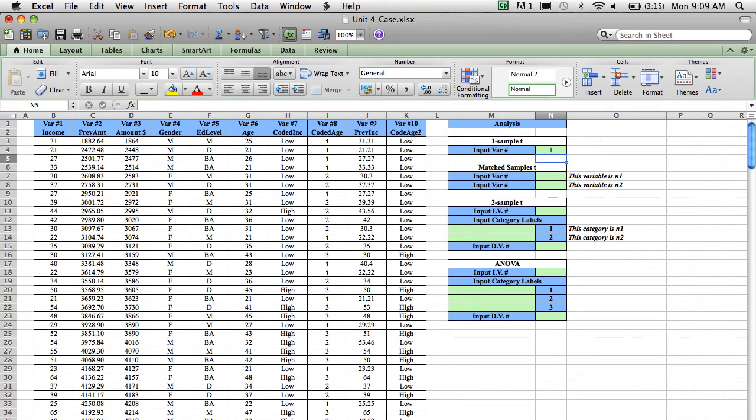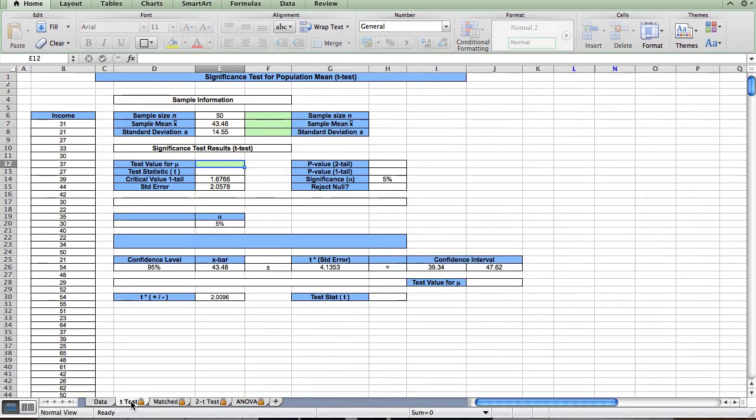Once I do that, I want to go to my t-test results, and here they are. So my sample evidence shows that my sample of 50 incomes has an average income of $43,480 and a standard deviation of $14,550. To formulate my null and alternative hypotheses, I need to input a test value and understand what I want to test. In other words, what do I want the data to tell me, if possible?